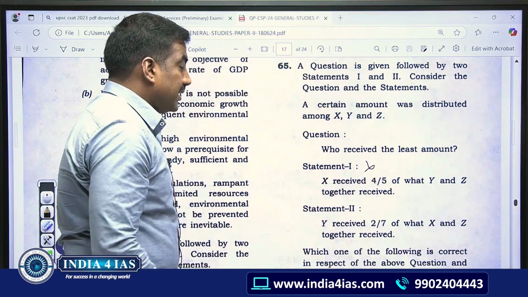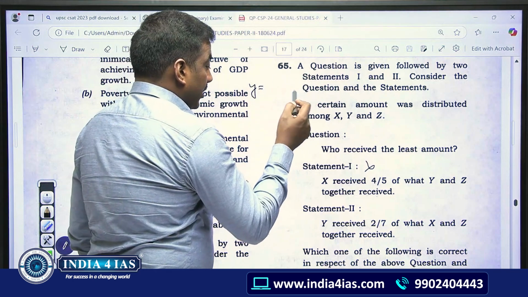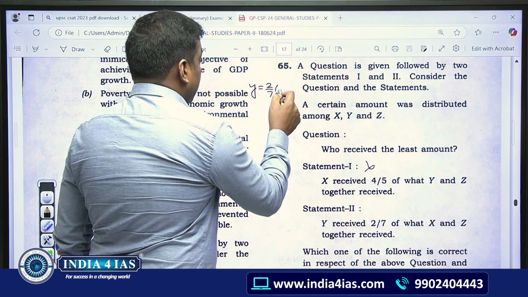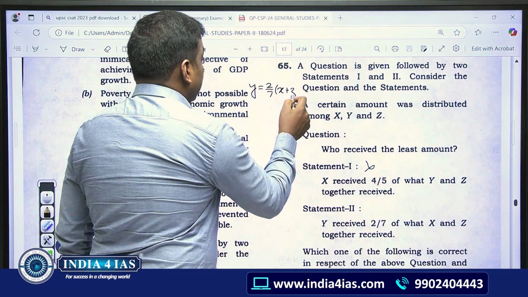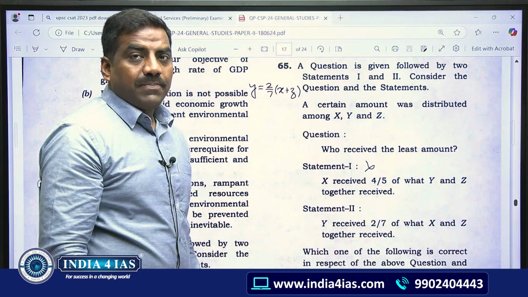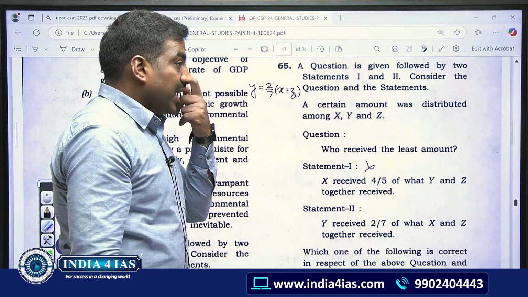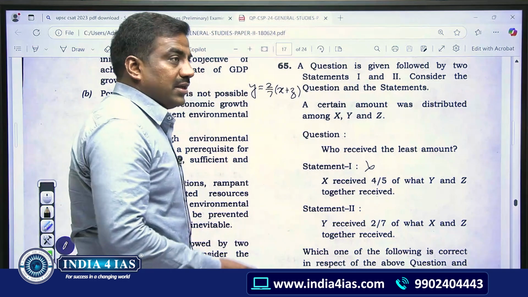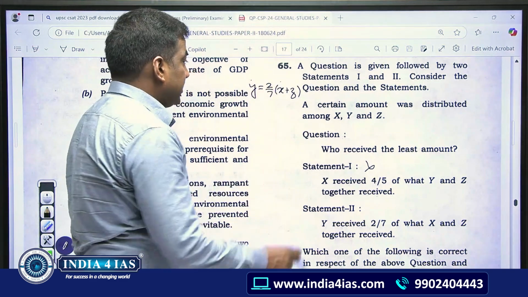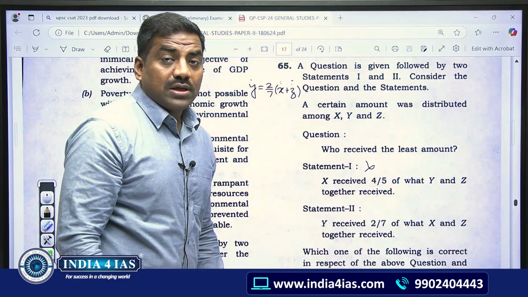Then Y received 2 by 7 of what X and Z got together. This is again the same thing. 2 by 7 is less than 1 and the sum of X plus Z and its fraction is equal to Y. That means we cannot draw any relation between Y and X and Y and Z. So that is not possible.